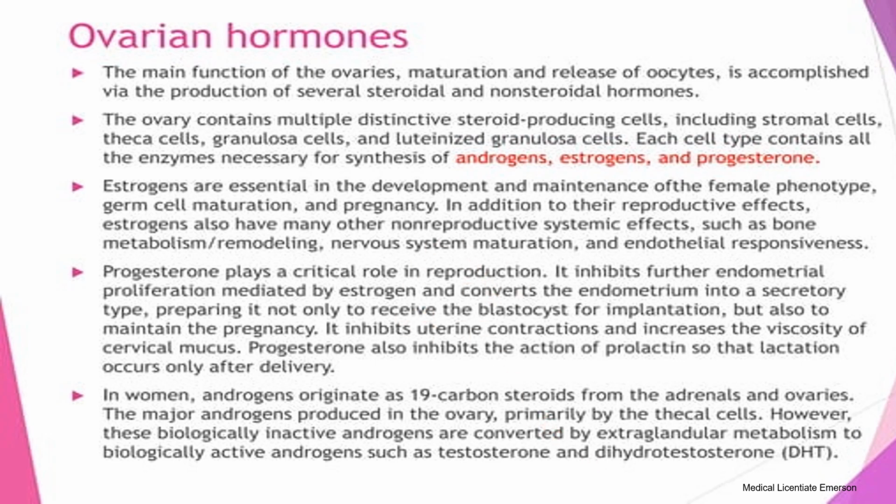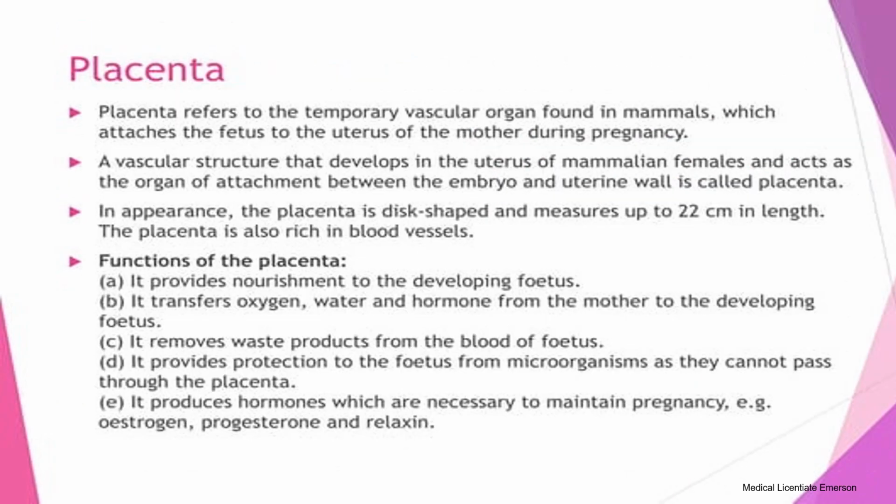Okay, so that's about the ovarian hormones. So these are the gonads. In males, the gonads are the testes; in females, the gonads are the ovaries. Then the other thing we also need to know about is the placenta, which is also part of the endocrine system. So next we will talk about the placenta in general in short.